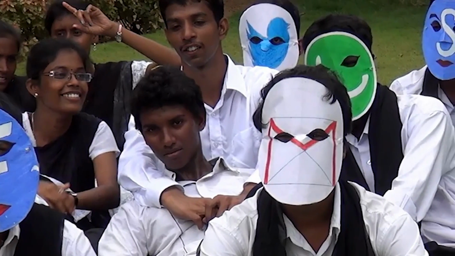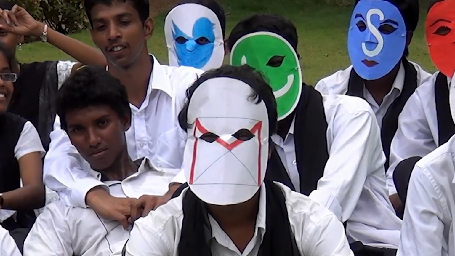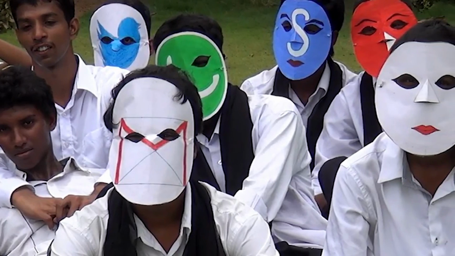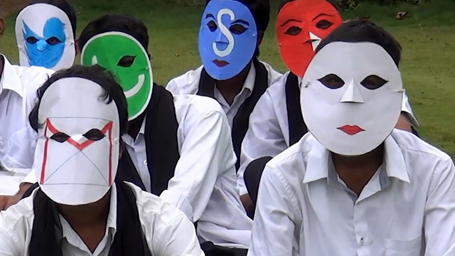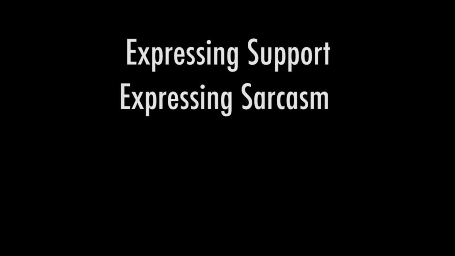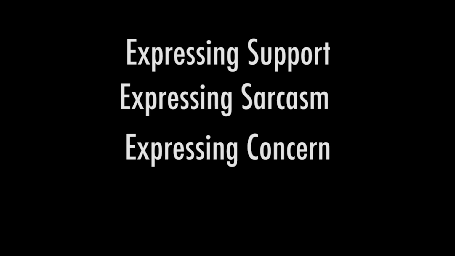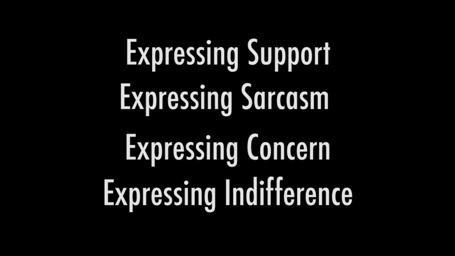Now, moving on to categorizing the types of political postings on social media, we end up with four main genres: expressing support, expressing sarcasm, expressing concern, and expressing indifference through silence. Let's look at each of them in a bit more detail.